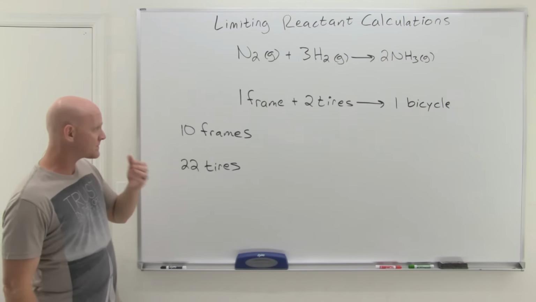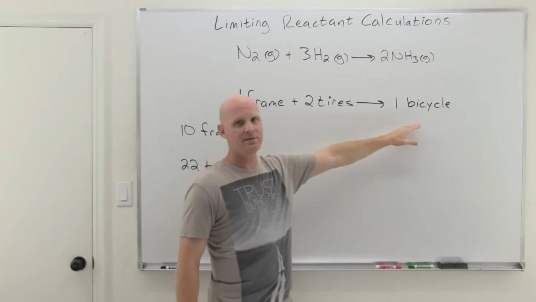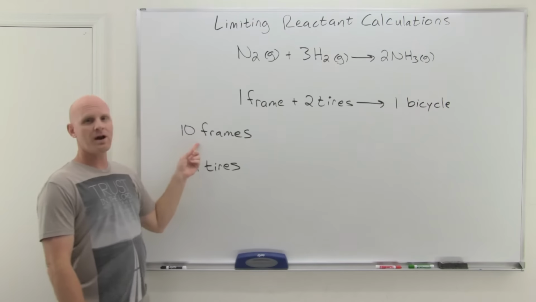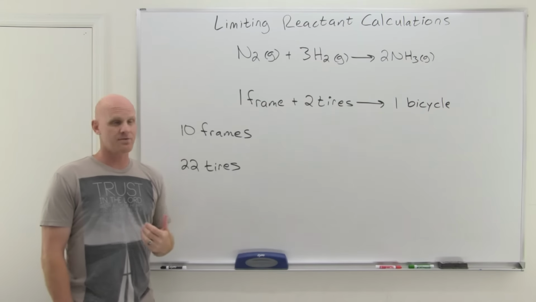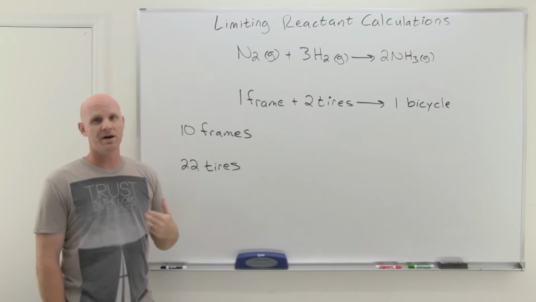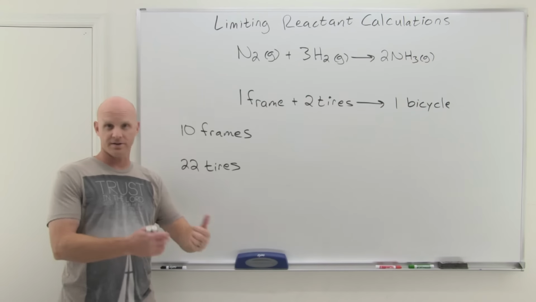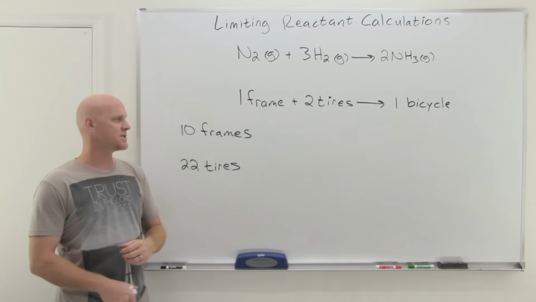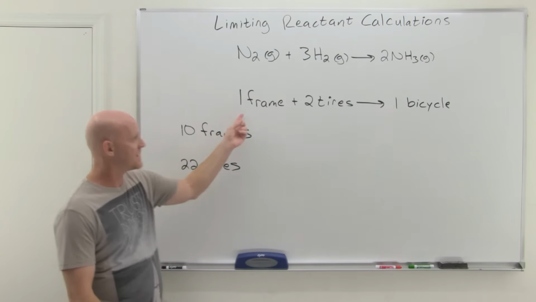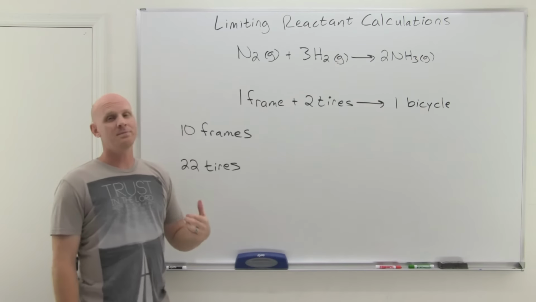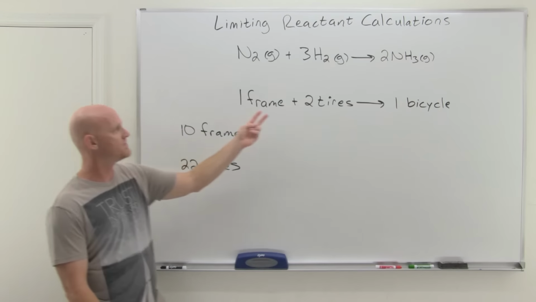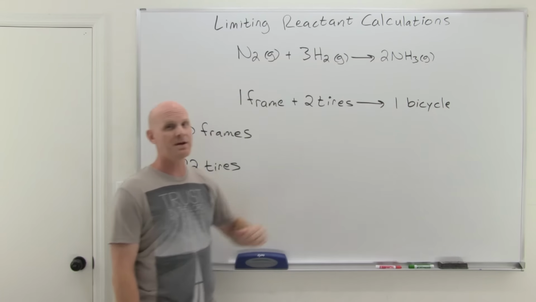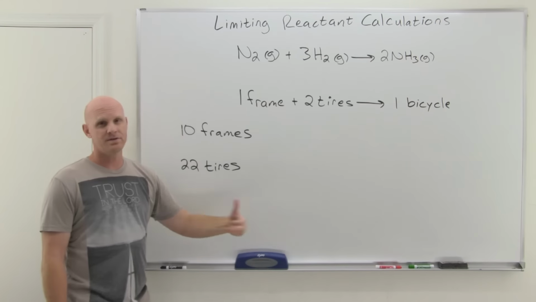What I'm going to do is figure out how many bicycles I can make based on using up all the frames and then separately based on using up all of the tires. And whichever one leads to a lower number of bicycles, a lower number of product in this case, that's the limiting reagent. So in this case, 10 frames based on the 1-to-1 ratio can make me 10 bicycles maximum. But 22 tires based on the 2-to-1 ratio can make me half as many, or 11 bicycles.